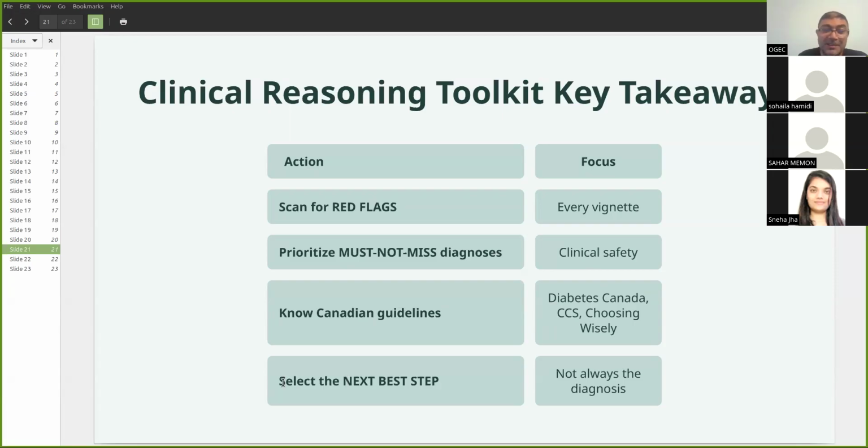And the next best step, it's not always the diagnosis. It can be an investigation, it can be a diagnosis, it can be a treatment, can be a referral, it can be any of those. And because of that, we have to read the question, read the options carefully.